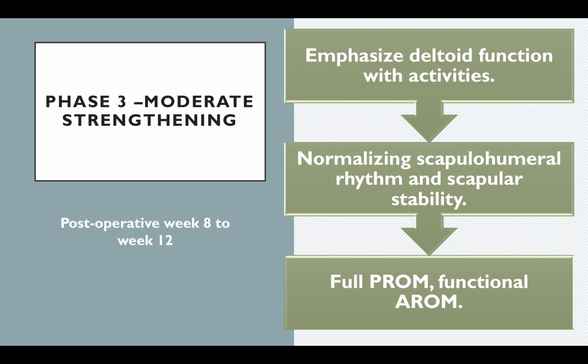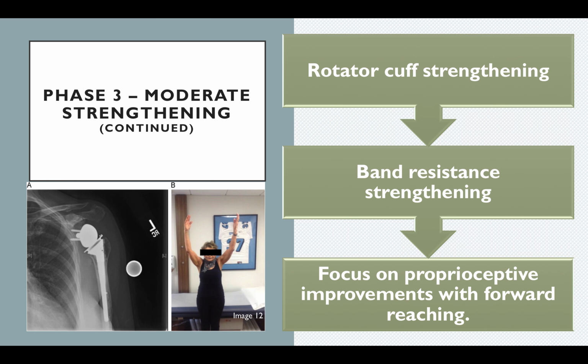We also want to work on normalizing scapulohumeral rhythm and scapular stability. Full passive range of motion and functional active range of motion should also be goals of this phase. We're going to work towards rotator cuff strengthening of the available rotator cuff, band resistance strengthening, and focus on proprioceptive improvements with forward reaching.